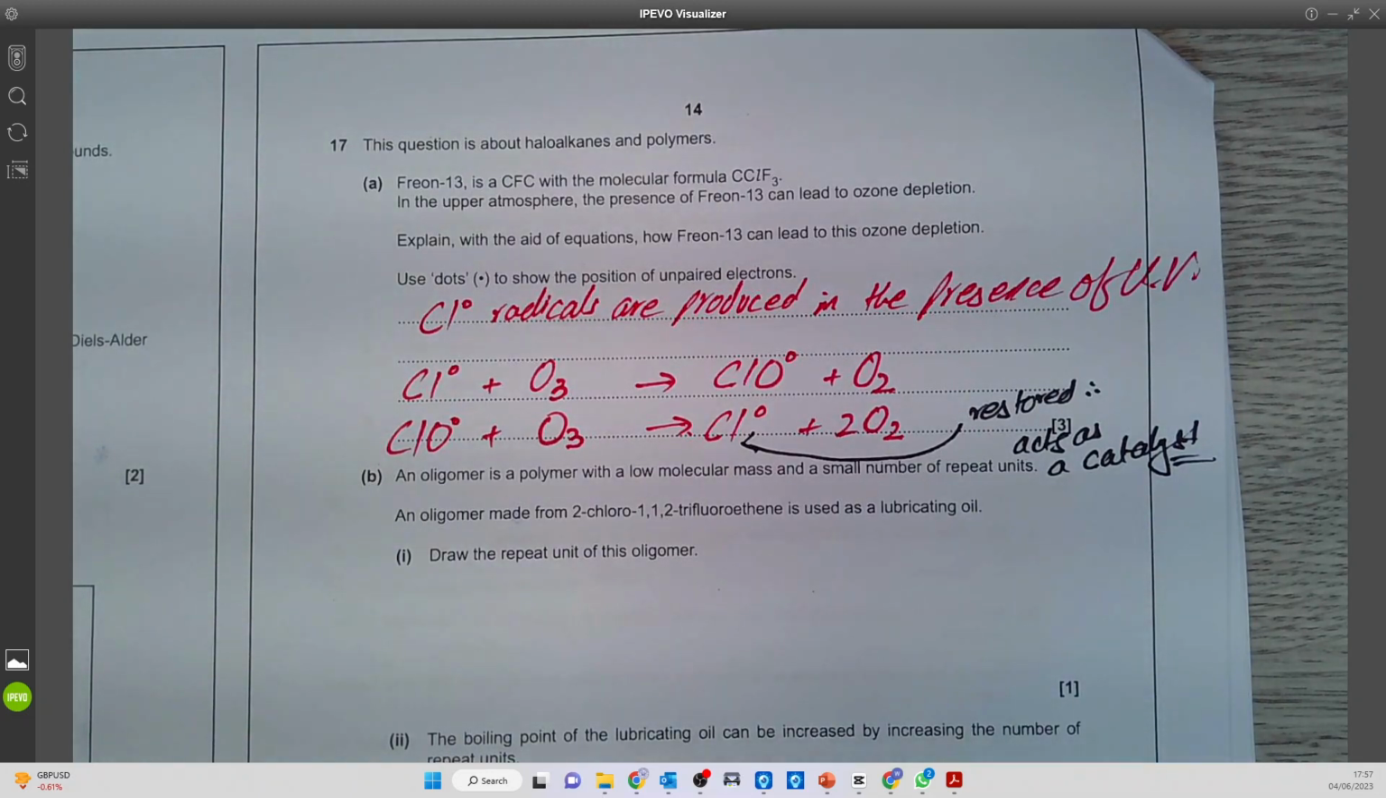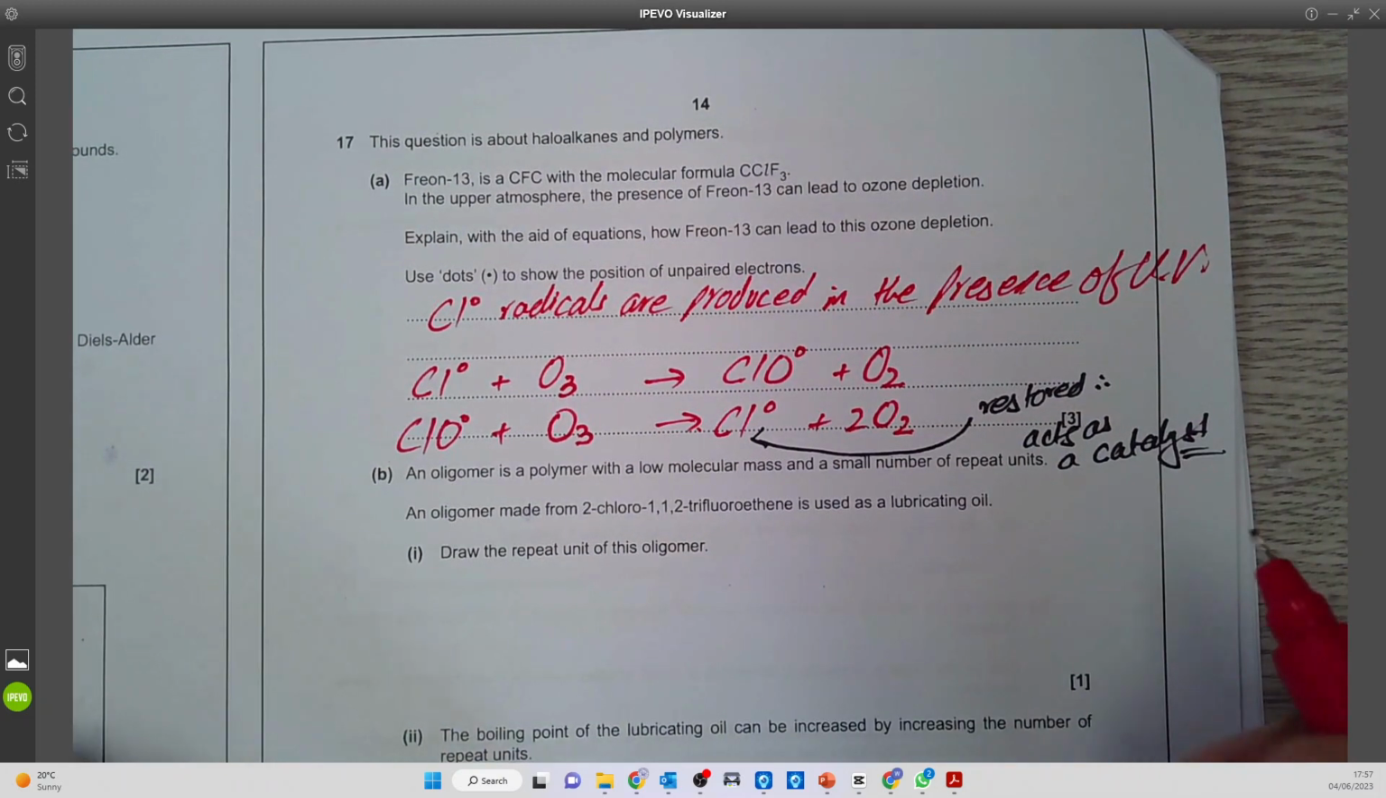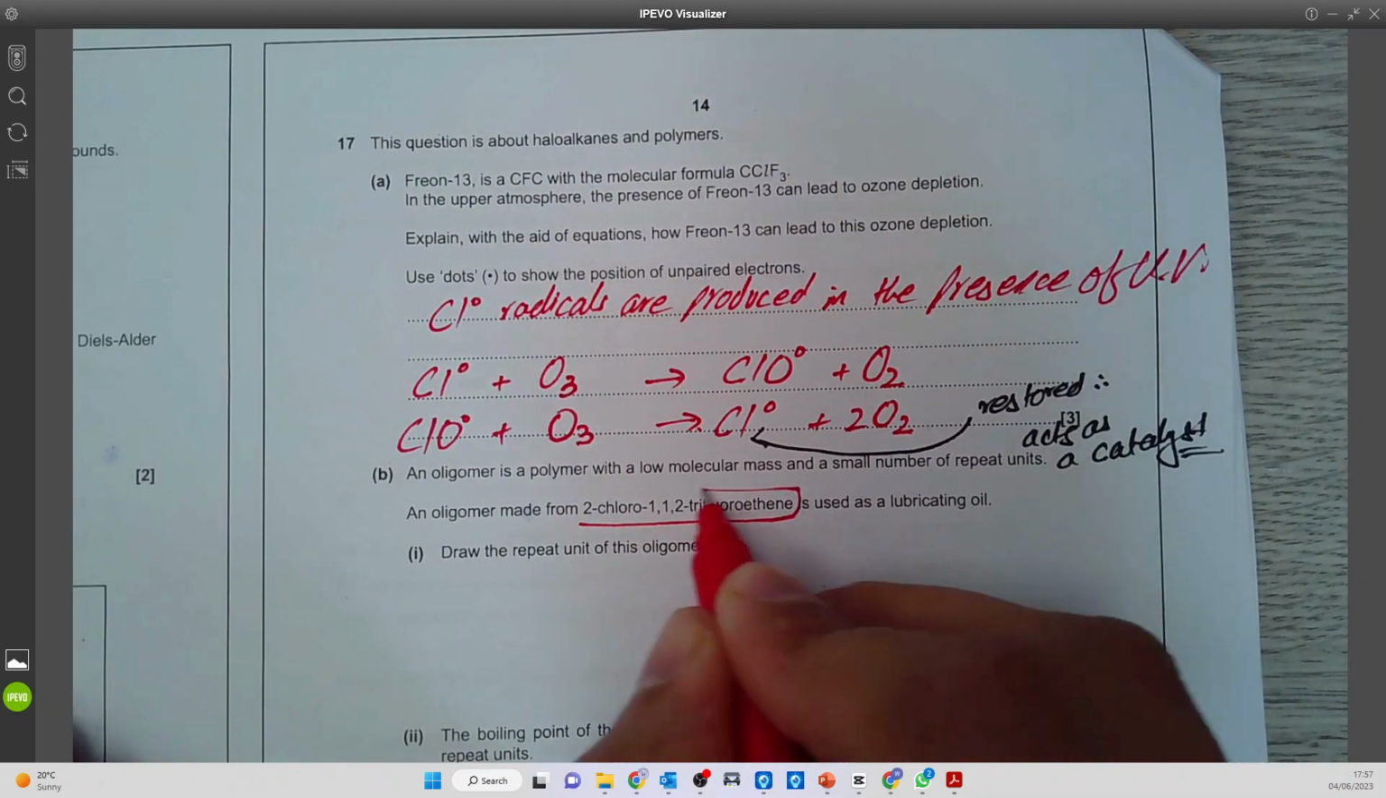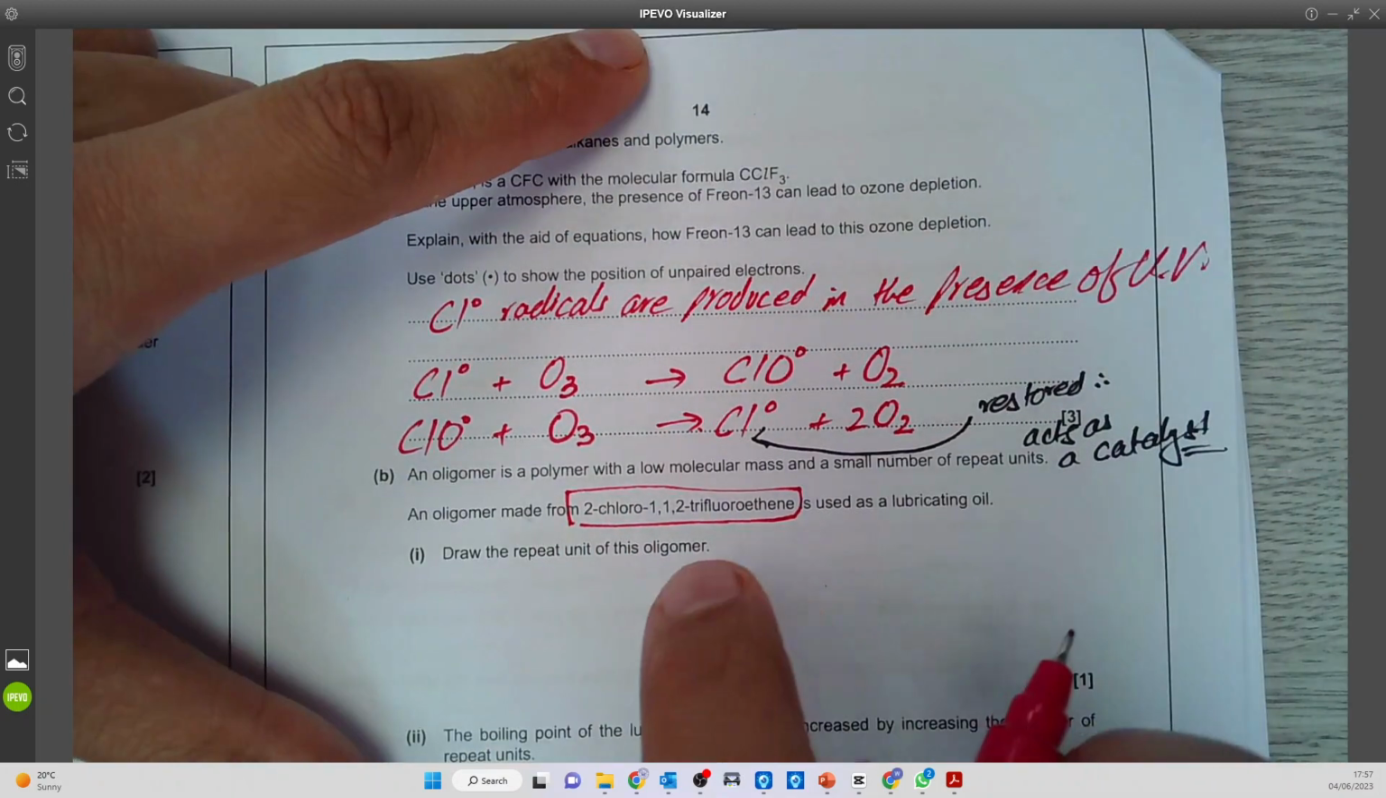Next question says, an oligomer is a polymer with a low molecular mass and a small number of repeat units. An oligomer made from 2-chloro-1,1,2-trifluoroethene is used as lubricant. Draw the repeat unit of this oligomer.